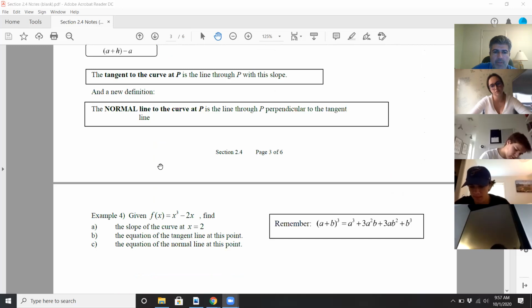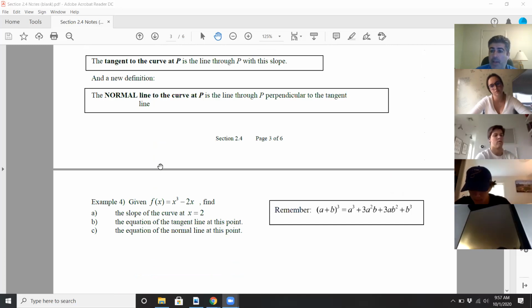Another thing we have to talk about will be the normal line. The normal line means a line that's perpendicular to the tangent line. For those who are taking physics, you might have learned about normal forces, a force that's perpendicular to your motion. So normal, in the world of math, means perpendicular.